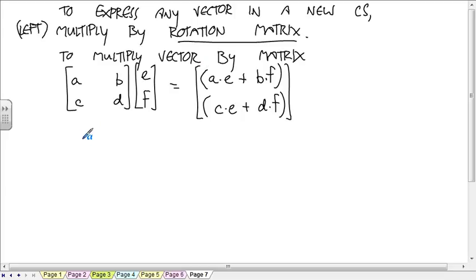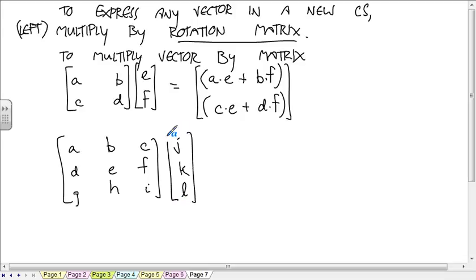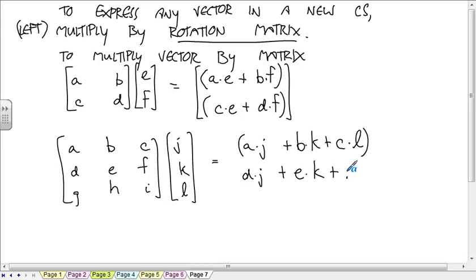You just keep going. So if you have A, B, C, D, E, F, G, H, I times J, K, L, you'd go A times J plus B times K plus C times L for the first component, then D times J plus E times K plus F times L, and then G times J plus H times K plus I times L.